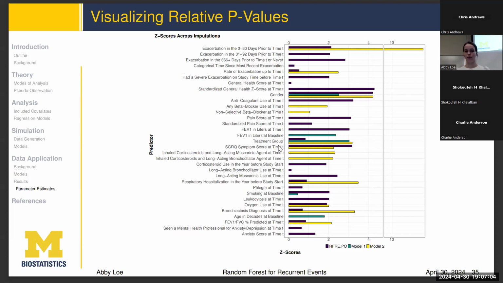So this is one other nice visualization we can think about. Each of our models has, we can think about putting all of our covariates and then considering their relative Z-scores.